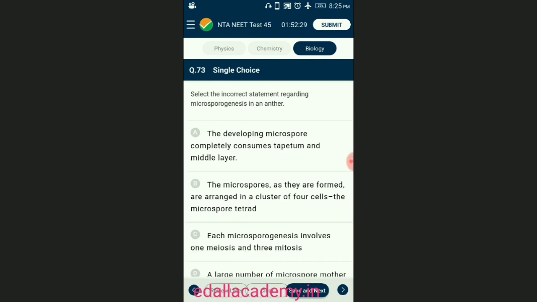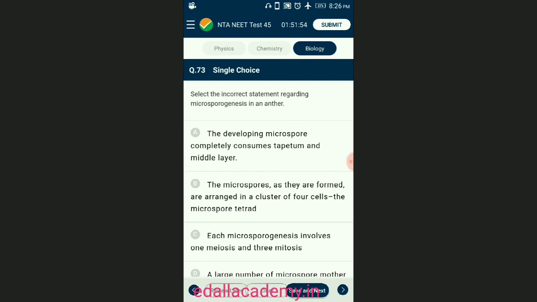Question number 73. Select the incorrect statement regarding microsporogenesis in an anther. Microsporogenesis is the process of the formation of microspores involving meiosis. The microspore then forms pollen grain, which is the male gametophyte. Pollen grains then undergo one mitotic division to form male gametes, and the process is known as microgametogenesis. So the answer for this question is option C.